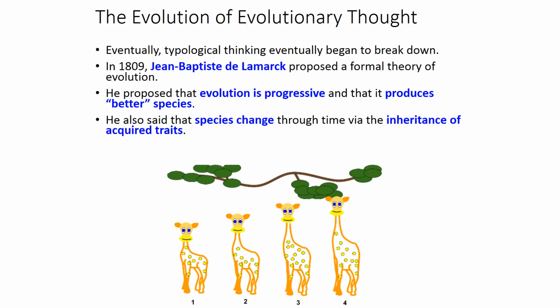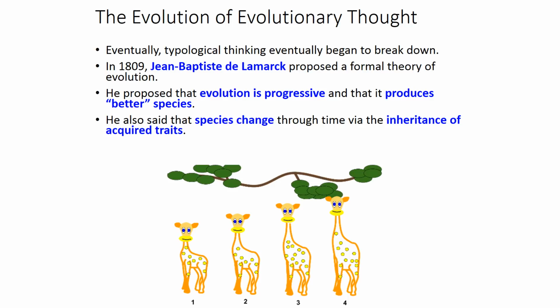Now, before Darwin produced his theory of natural selection and how that causes evolutionary change, we did see another type of evolutionary theory proposed in the early 1800s. This was proposed by Jean-Baptiste de Lamarck, who proposed a theory that basically says that evolution is progressive. That when animals evolve, it's because they're trying to become better and better, and that this is done through inheritance of what's called acquired traits.